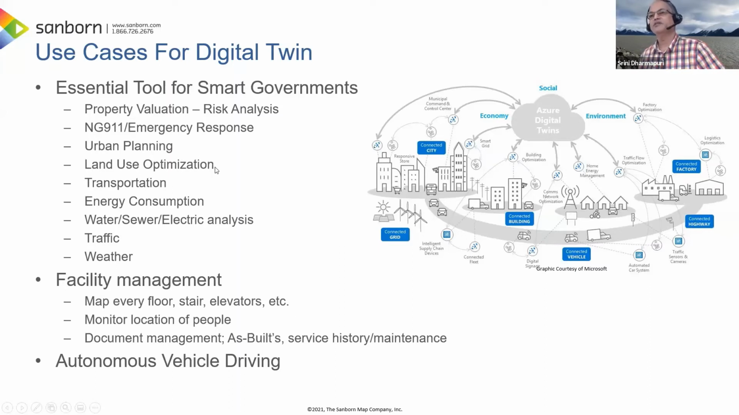Primarily, one of the important things is property valuation plus risk analysis. That's one of the critical areas. The other important topic is NG 911, next gen 911 emergency response. That's a very hot topic right now, especially at the county and state level. The other areas are very standard: urban planning, land use optimization, transportation, energy consumption. And there are other areas like water, sewer, electric analysis, traffic, and weather. But the most important thing is I want to emphasize NG 911 as well as property valuation and risk analysis, which I think will be in line with your day-to-day work.